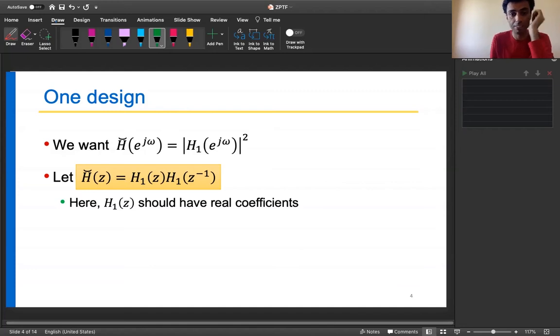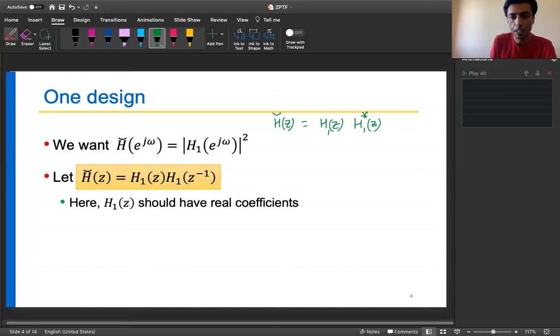Okay, I will derive this. How do we get this? Let us start from here. You have H zero phase (Z) equal to H1(Z) times H1 star of Z, right? This is the requirement.